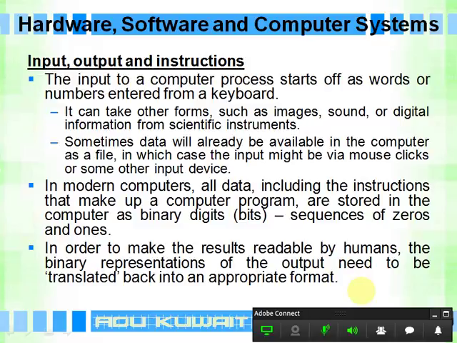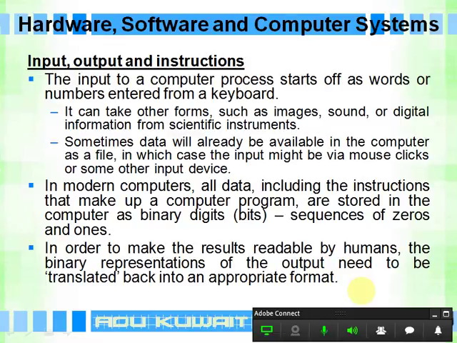Fine. So the input can take other forms such as images, sound, or digital information from scientific instruments. The input can be of any form. Sometimes data is already available in the computer, and that can also be taken as input via a mouse click or by some devices. If you want to take the input from a file which is in the computer, you open the file and take that input.